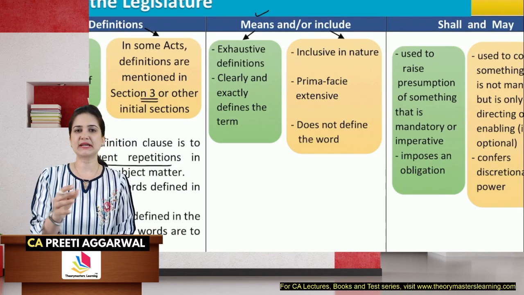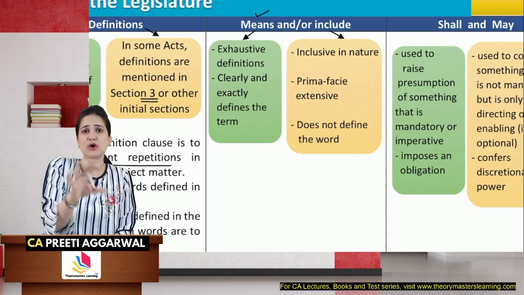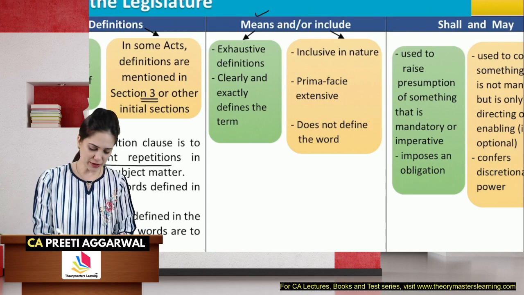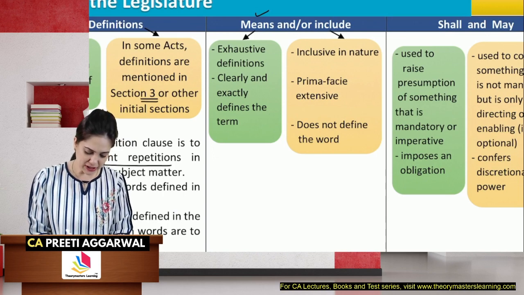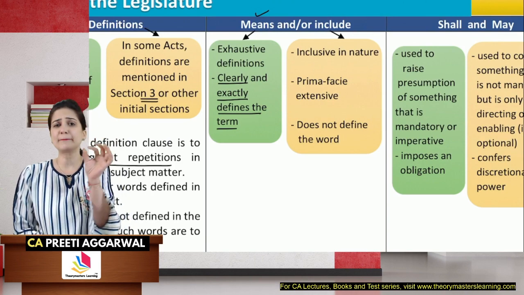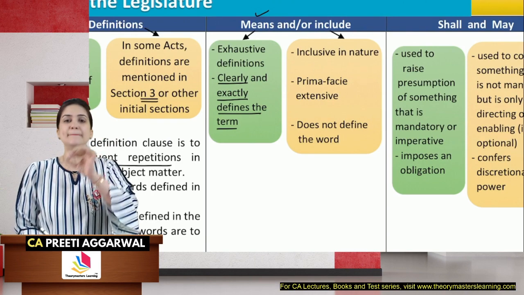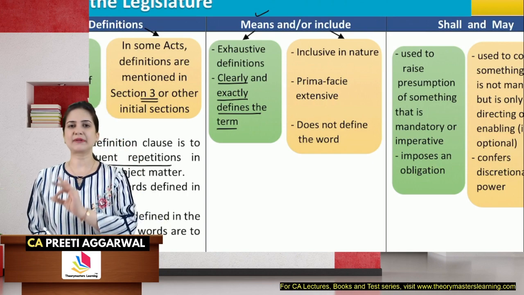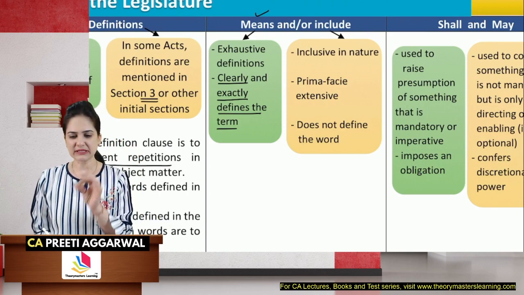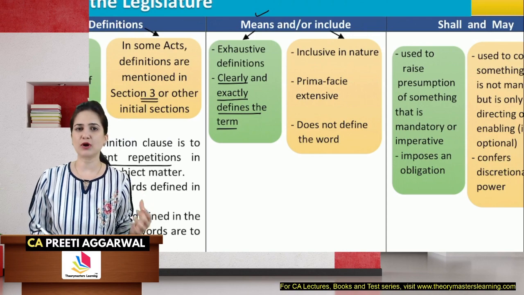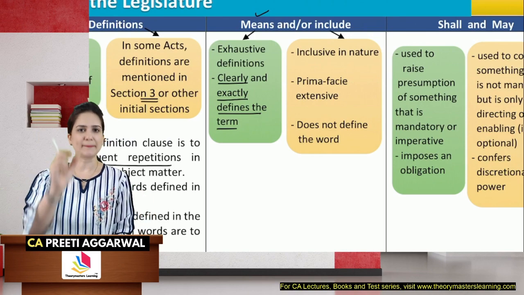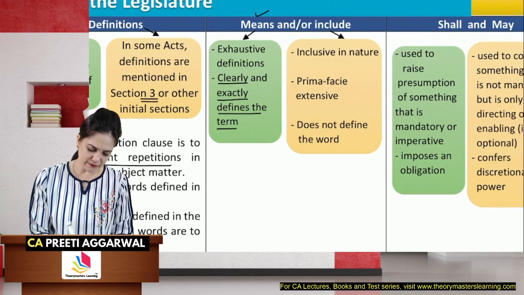Then what is the meaning of the words means and includes? Sometimes it says it means and includes, or it means or includes. The word means clearly and exactly defines the term. So if we say that a company means a company which is formed under this act or any previous act, you are trying to define the meaning of the word company. So the word means always tries to define.